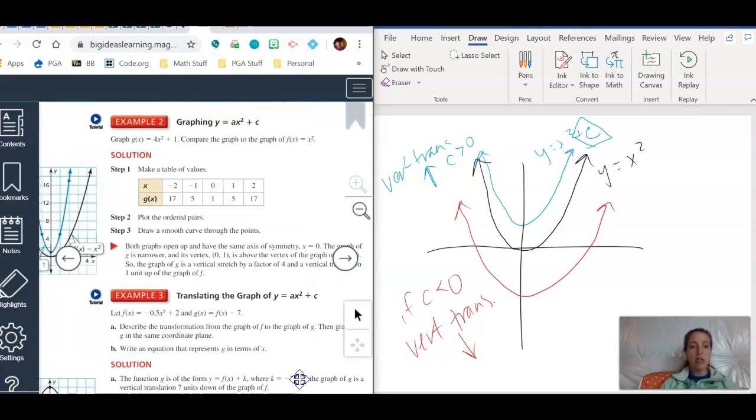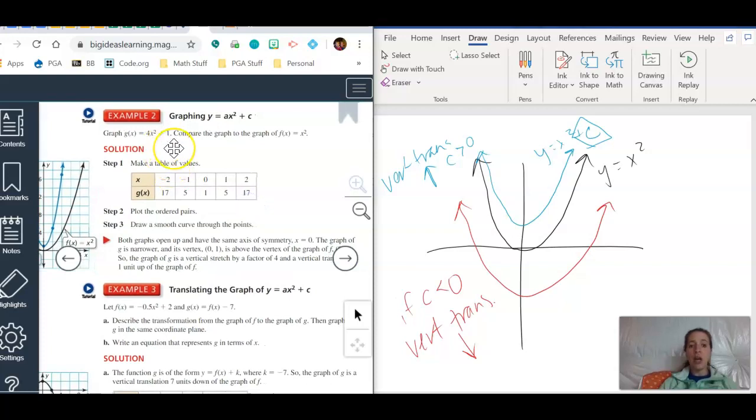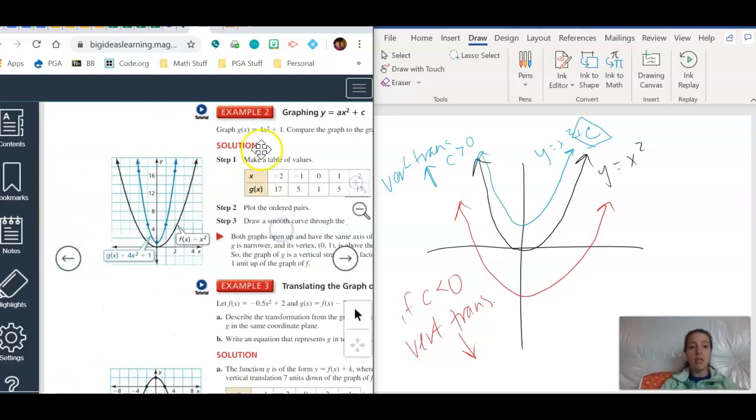Okay, so we've got 2 more examples we're going to look at today. Graph g of x equals 4x squared plus 1 and compare the graph to the parent function. So again, you can make your table of values like we've done here, or you can use Desmos. So what we see here is, like we talked before, this 4 in front, we want to look at everything individually. So I go from my parent function, which is the black graph here.